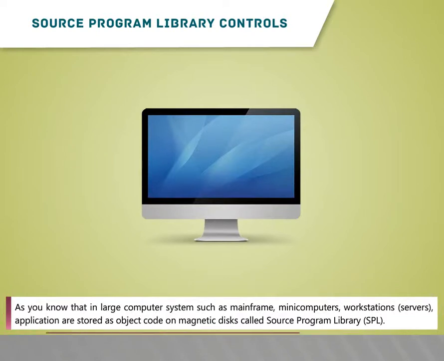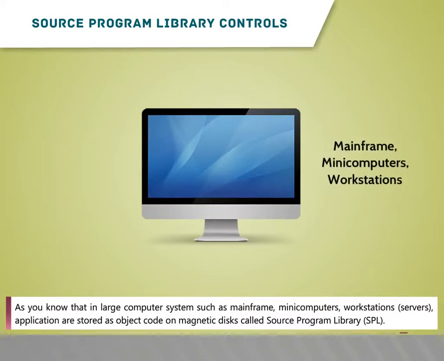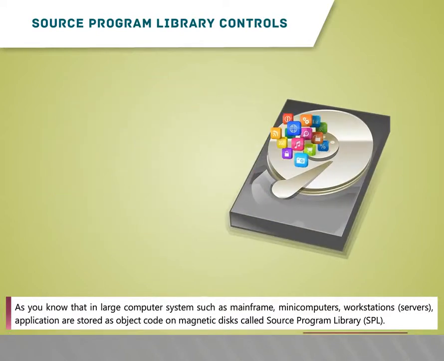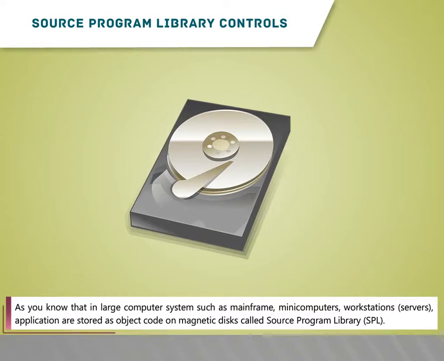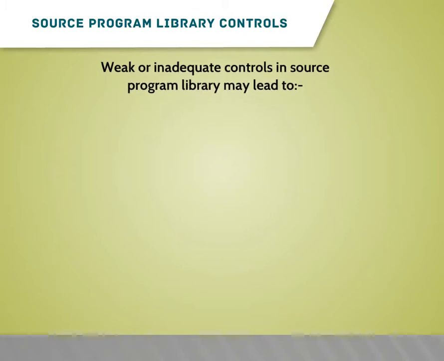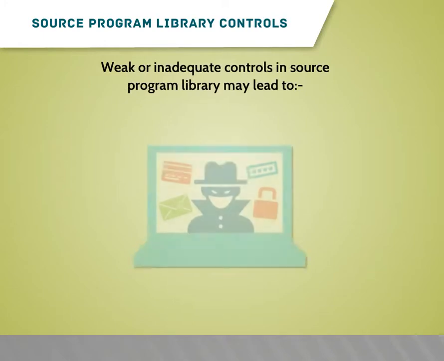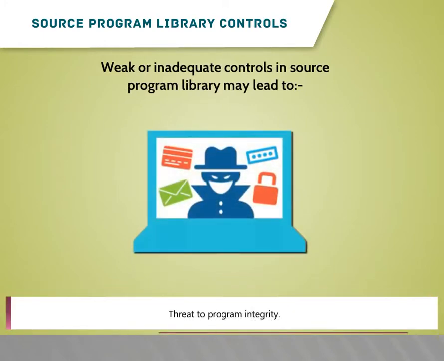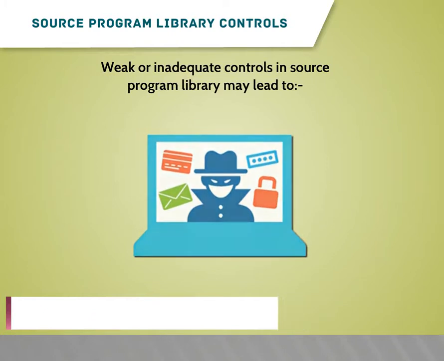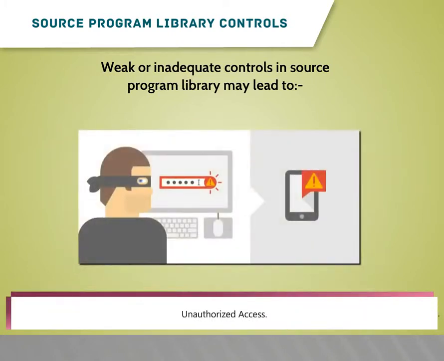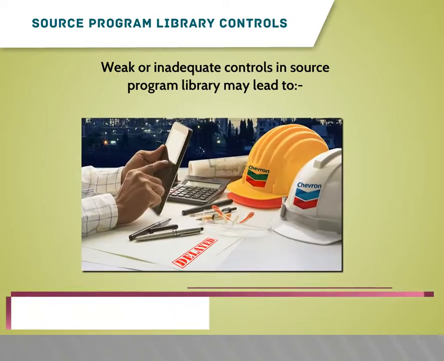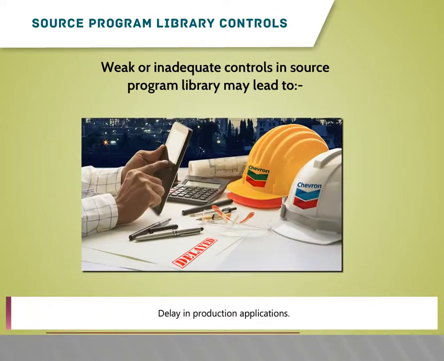As you know, in large computer systems such as mainframes, minicomputers, and workstations, that is servers, applications are stored as object code on magnetic disk called the source program library, that is SPL. Weak or inadequate controls in the source program library may lead to threat to program integrity, unauthorized access, delay in production applications.